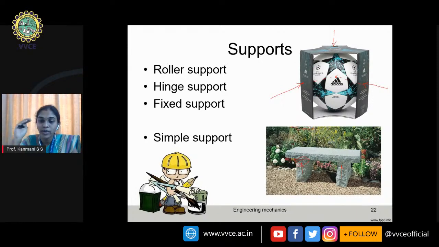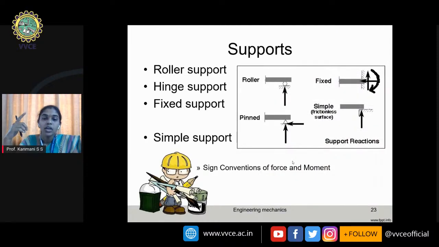At each contact point, there generates one reaction. So this is what I was telling. Simple support is always generated at the point where you have a frictionless surface. Where you have a frictionless surface, you'll have only one reaction, exactly perpendicular to the surface on which it is acting.